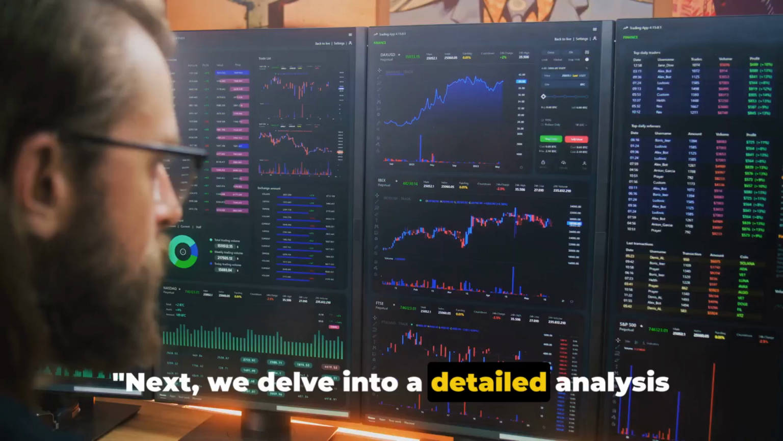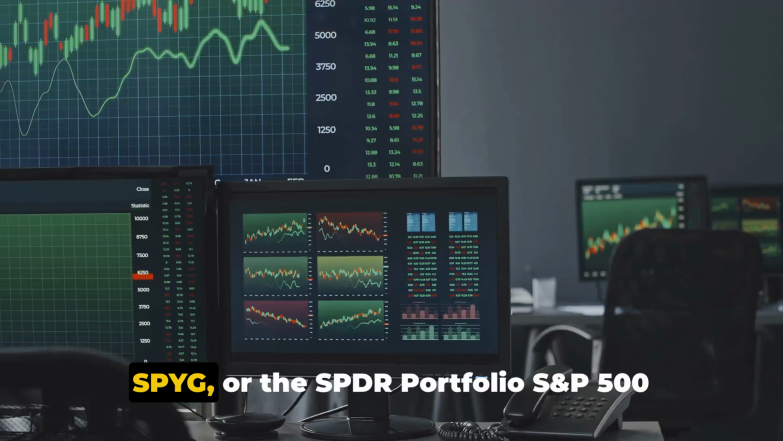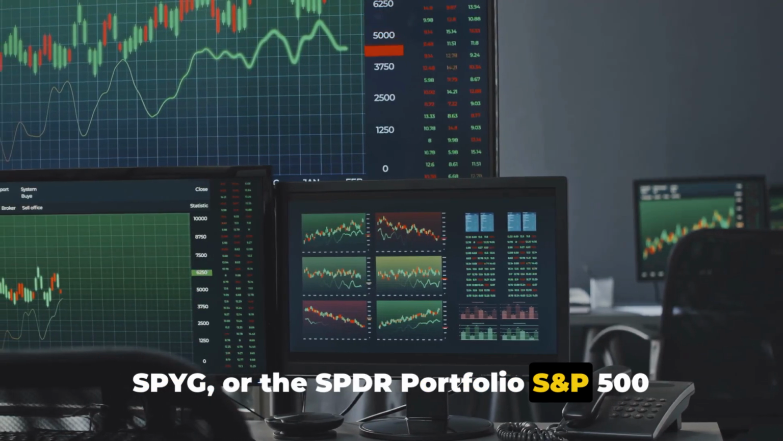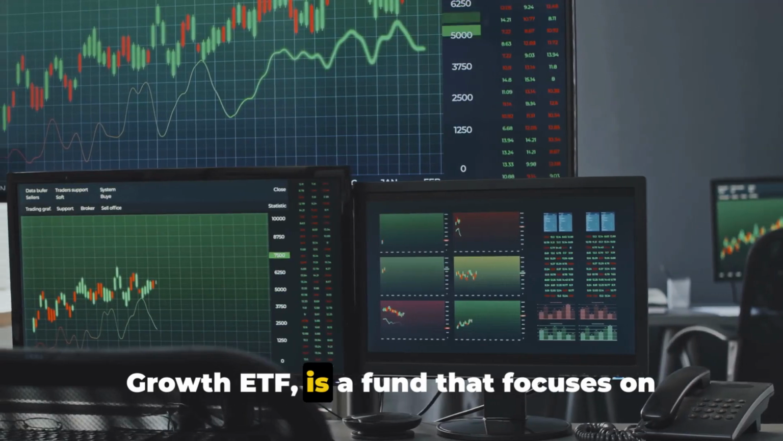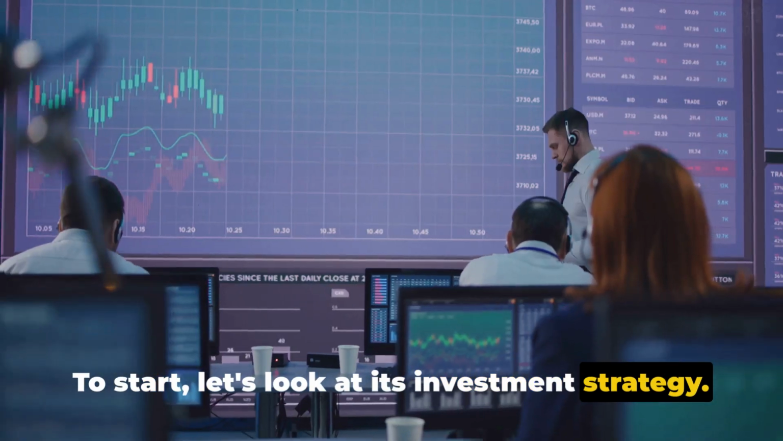Next, we delve into a detailed analysis of SPYG. Let's get started. SPYG, or the Spider Portfolio S&P 500 Growth ETF, is a fund that focuses on growth stocks. To start, let's look at its investment strategy.